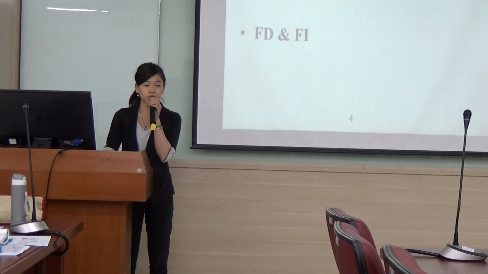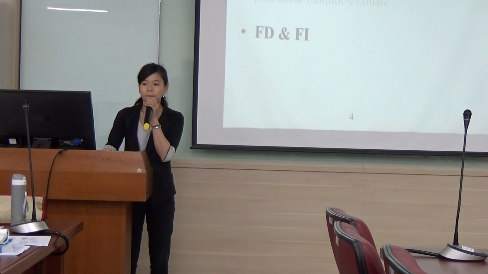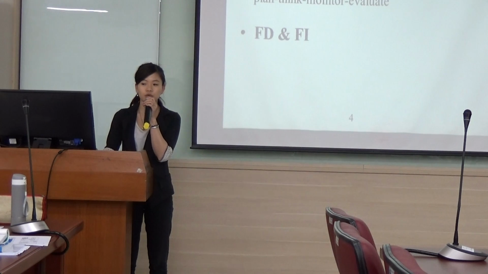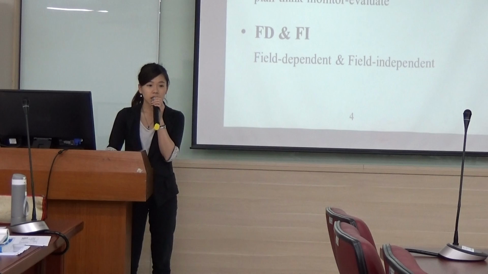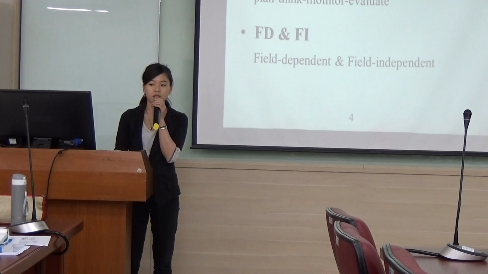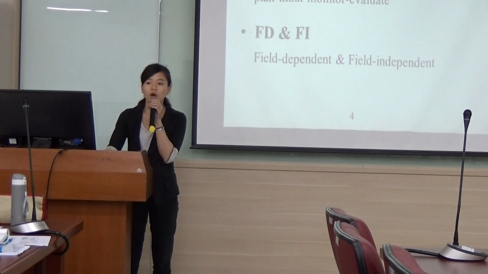First, I want to introduce two terms of my study. The first one is metacognitive. This kind of strategy is a process to plan the learning, to think about the learning process, to monitor your learning strategies, and evaluate your outcomes. And what are FD and FI? They are field-dependent and field-independent. Field-dependent people rely on information provided from the outer world. That means students need to get information from their teacher or some resources from the internet.